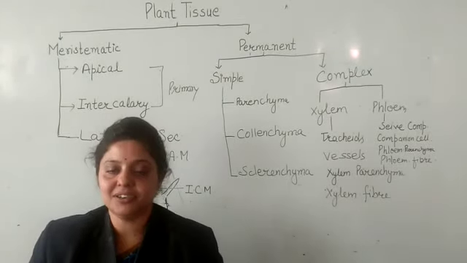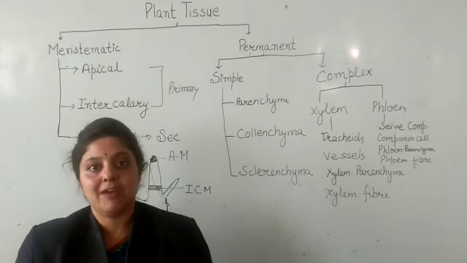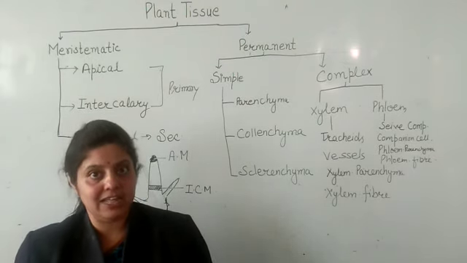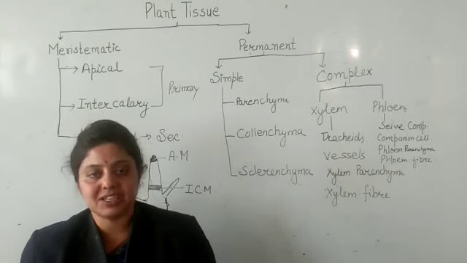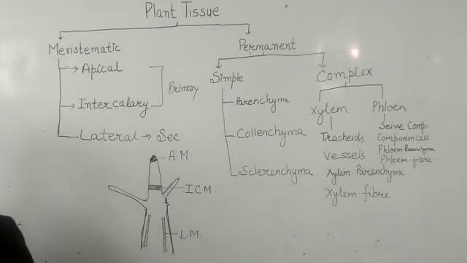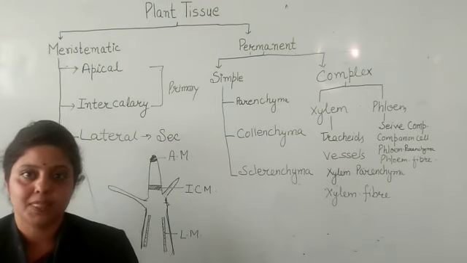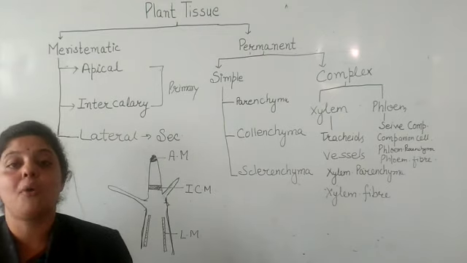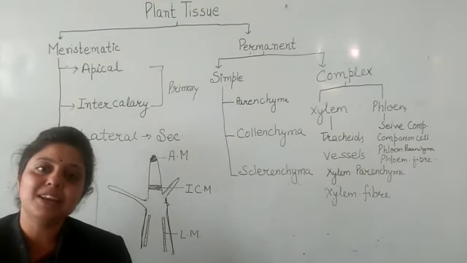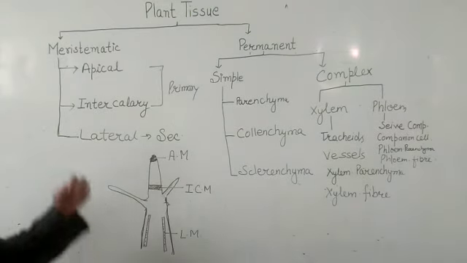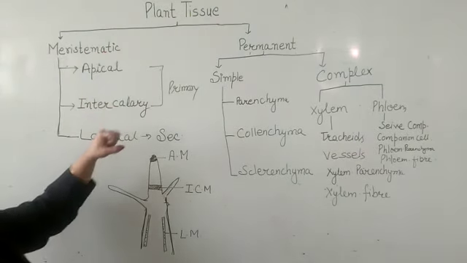Good morning, children. Today we are going to have a look at chapter 6, tissues, and under that we are specifically going to discuss plant tissue. Before proceeding, I would like to tell you what tissues are. Tissues are the aggregates of cells. They are the combination of cells which are similar in structure and function. So let's discuss plant tissue.